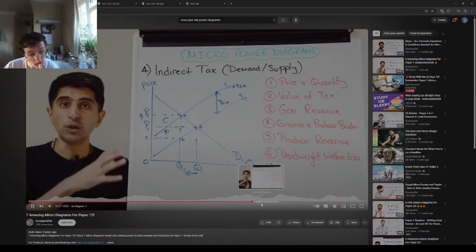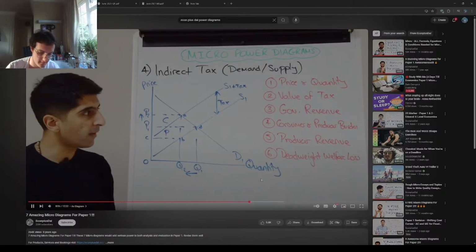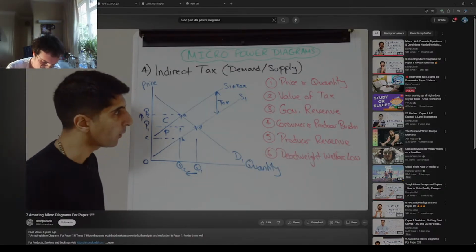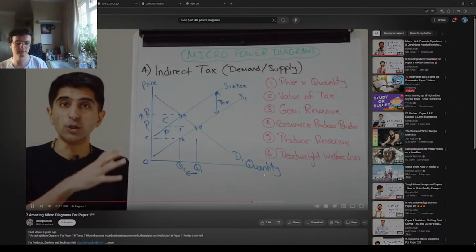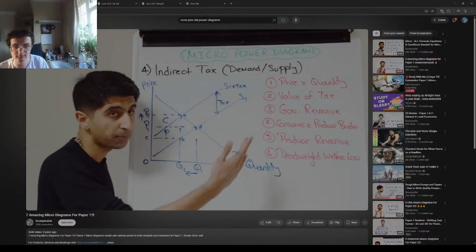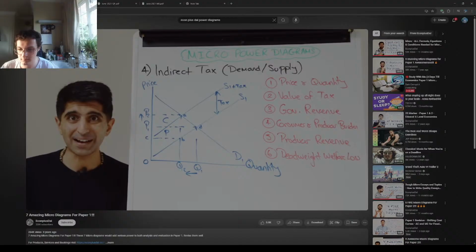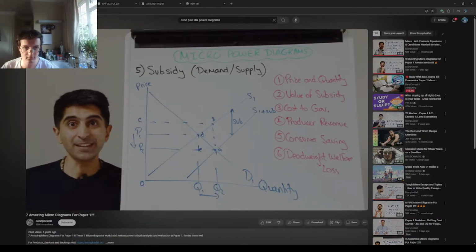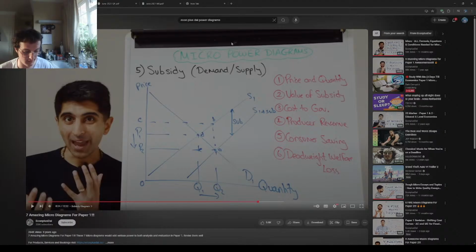Indirect tax, brilliant. You can apply a lot of these concepts to a market failure diagram as well, such as the government revenue, such as the consumer incidence. Very, very powerful stuff. Same thing for a subsidy now. This comes up a lot in the exam. Okay, thank you for that one.